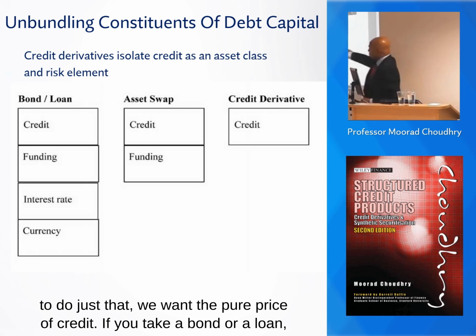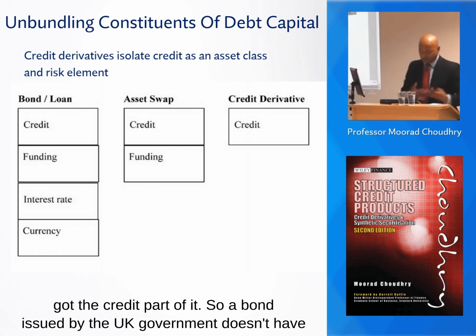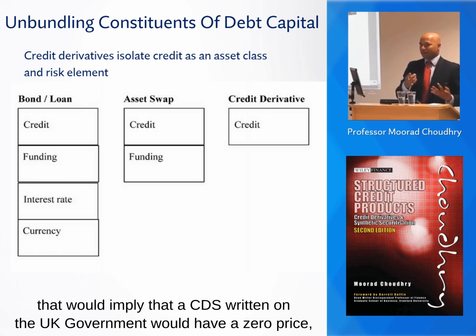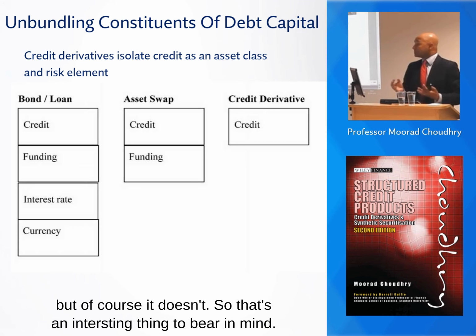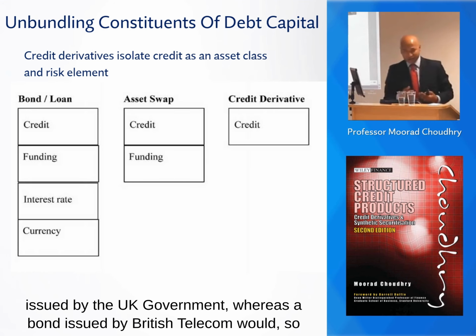If you take a bond or a loan, what are the elements involved in the pricing of that? You've got the credit part of it, so a bond issued by the UK government doesn't have any credit associated with it. But then, having said just that, that would imply that a CDS written on the UK government would have a zero price. But of course it doesn't. So that's an interesting thing to bear in mind. But let's just take that assumption that there's no credit part with a bond issued by the UK government, whereas a bond issued by British Telecom would. So there's a credit part.